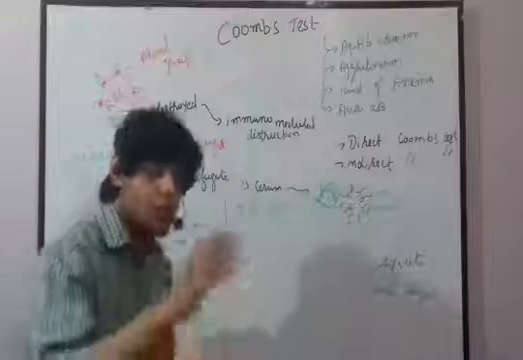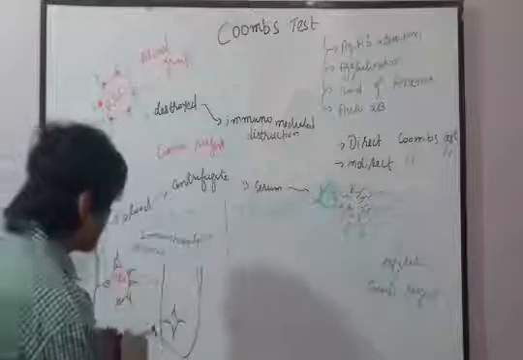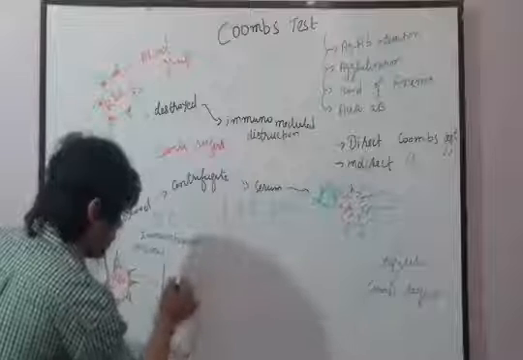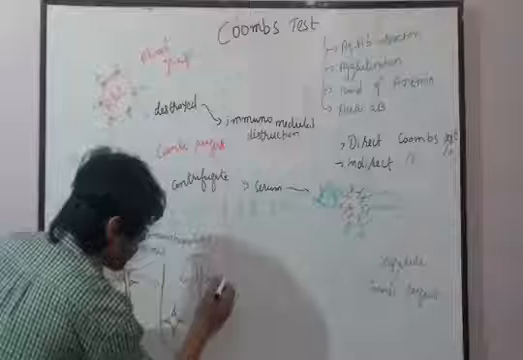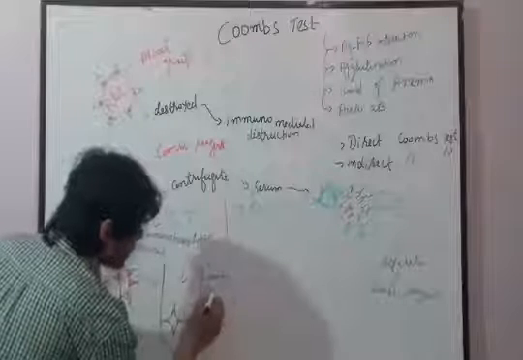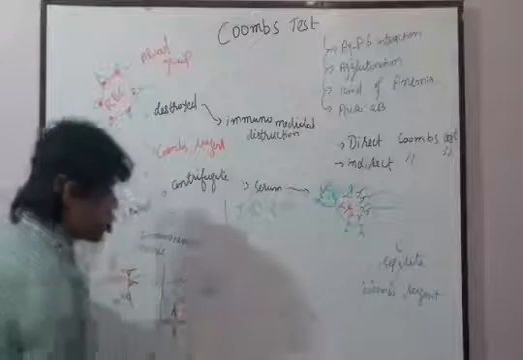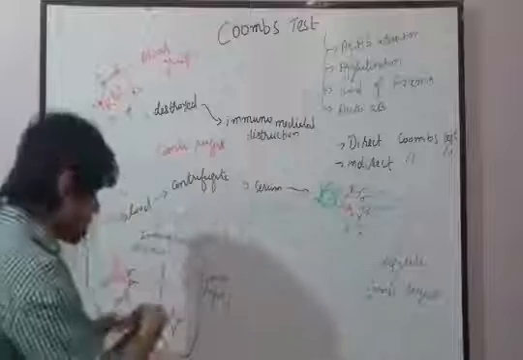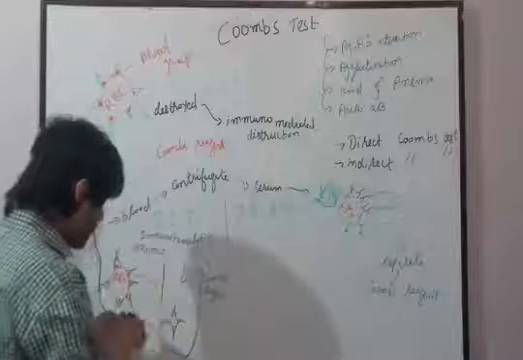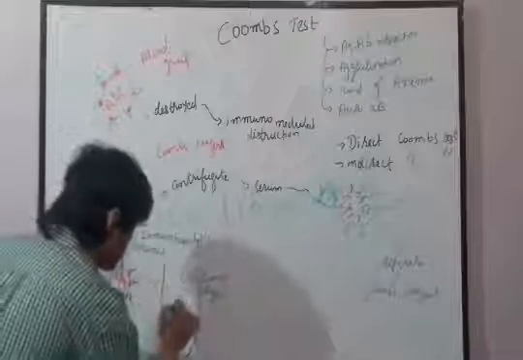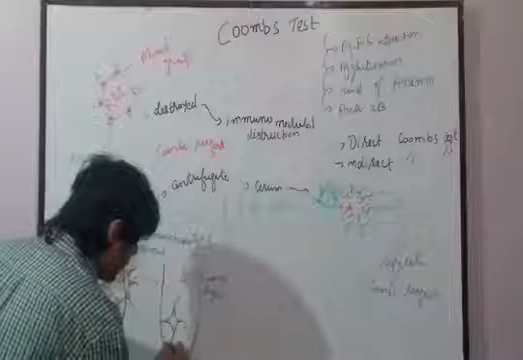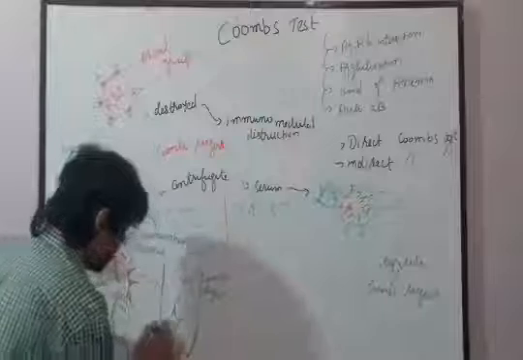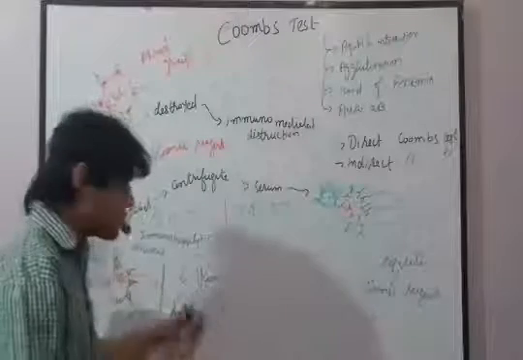For this purpose, what we actually do, we just load the Coombs reagent here. So due to this Coombs reagent, what actually happened? Let's suppose these green ones represent the Coombs reagent, meaning these green ones are the antibody of this Coombs reagent.